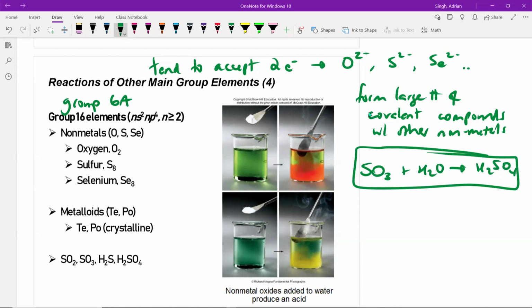The last couple elements are metalloids, so tellurium and polonium. Those are not nonmetals, they're actually metalloids.